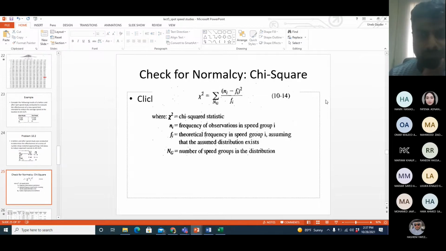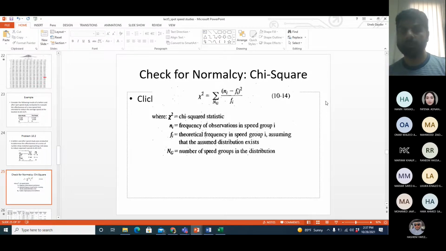I'll move on to another analysis related to spot speed, which is the check for normalcy. We call it the chi-square test. When I started the discussion of normal distribution, I said spot speed data follows normal distribution. Why? Because the shape of the frequency distribution curve was a bell shape. So depending upon the shape of the curve, I was saying the speed data follows normal distribution. The chi-square test is a mathematical proof that the speed data follows normal distribution or not.